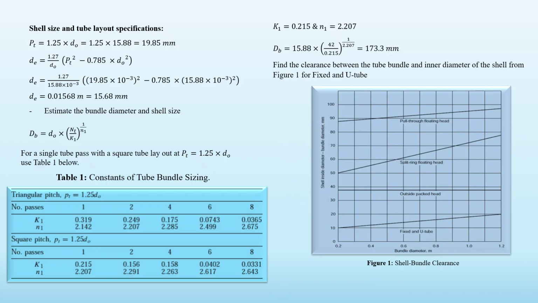Of course, we have a clearance between the tube bundle and the inner side of the shell, which can be obtained from this chart. If we use the lower line or curve, which represents the fixed tube sheet, with the use of the bundle diameter, then we will end with a value of gamma equal 10 millimeter, and the shell inner diameter to be 183.3 millimeter.